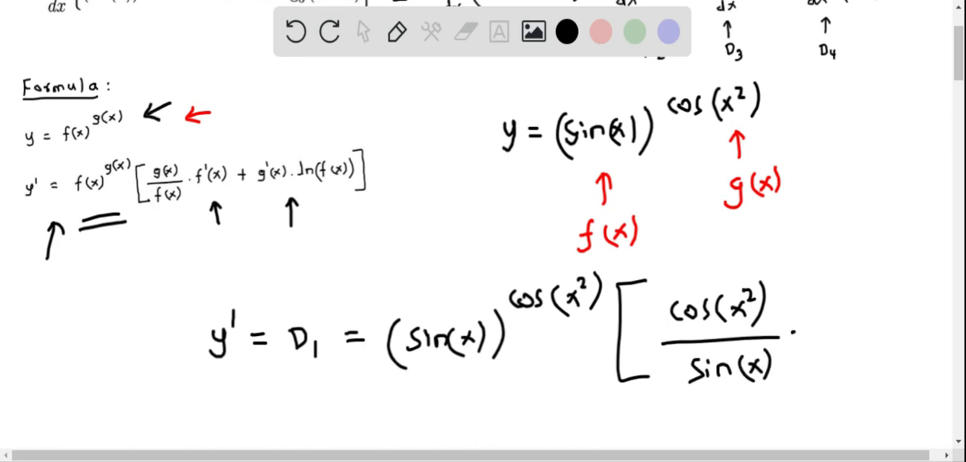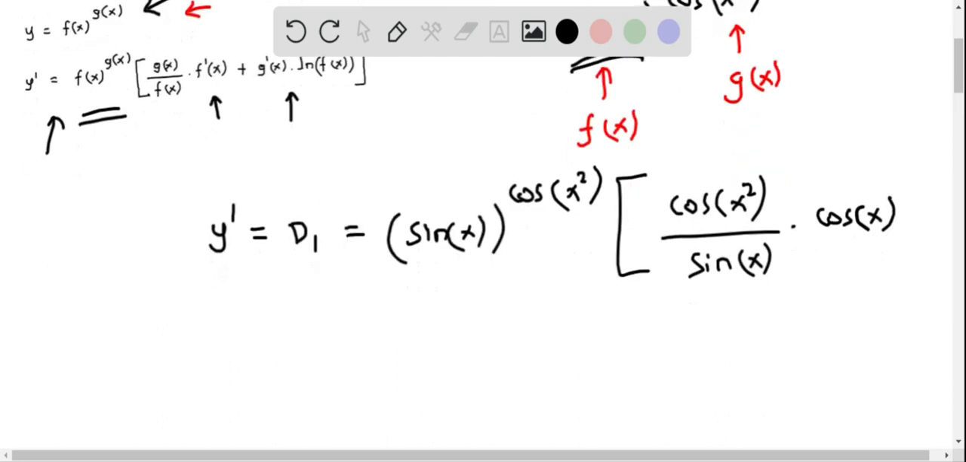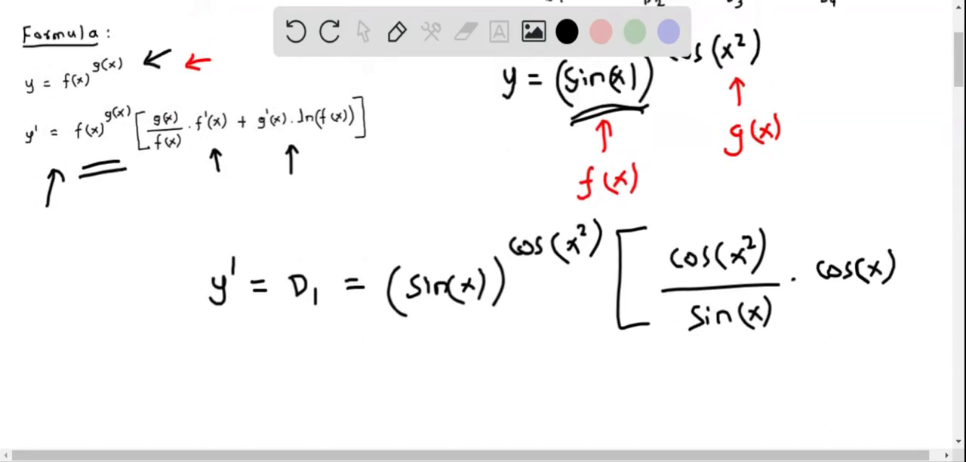and then multiplied with the derivative of f of x. Our f of x is sin x and its derivative is cos x, so we write cos x here. We then have this plus g prime of x, the derivative of g of x.